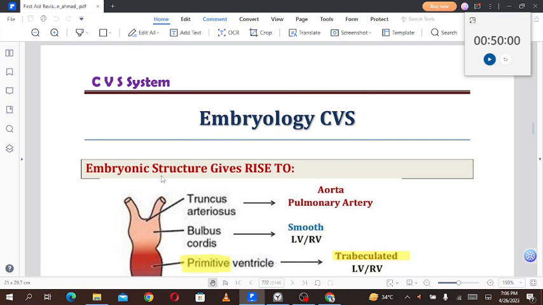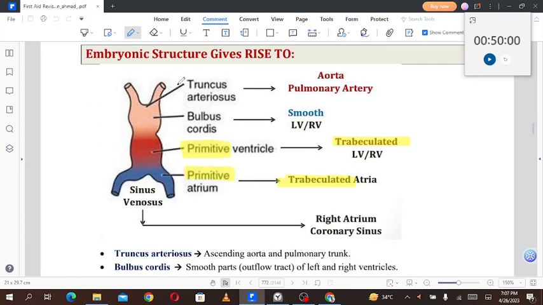The embryonic structures which are given in this picture will give rise to certain structures in adult life. We'll see them first in the picture. On the left side here, you can see that we have truncus arteriosus, bulbus cordis, primitive ventricles, primitive atrium, and the sinus venosus. Now let's see one by one what these structures are giving rise to in the adult form. The truncus arteriosus will give rise to aorta and pulmonary artery.